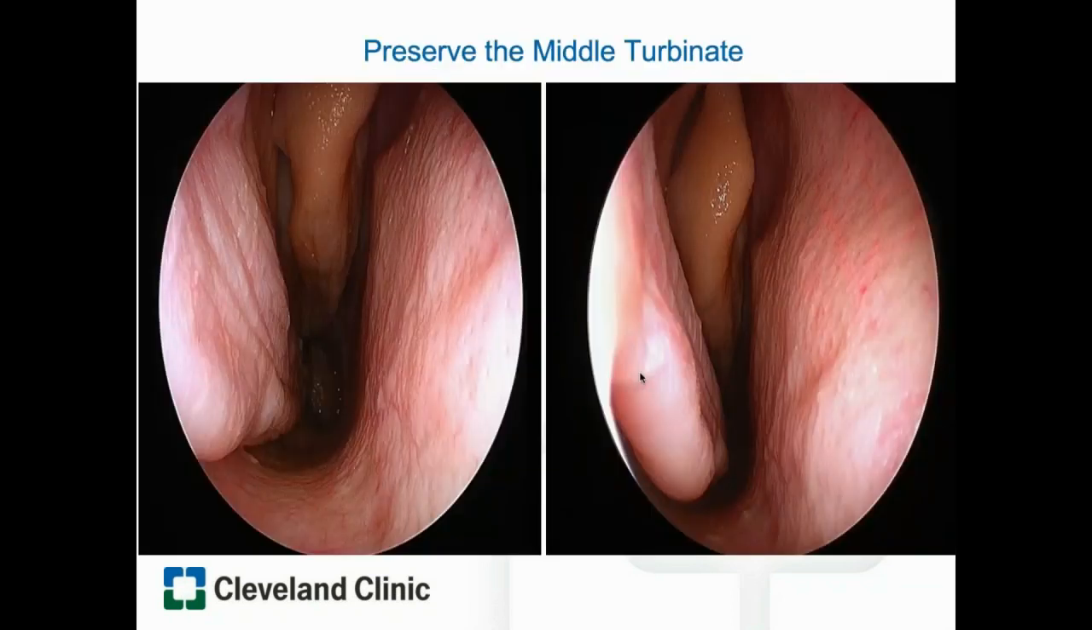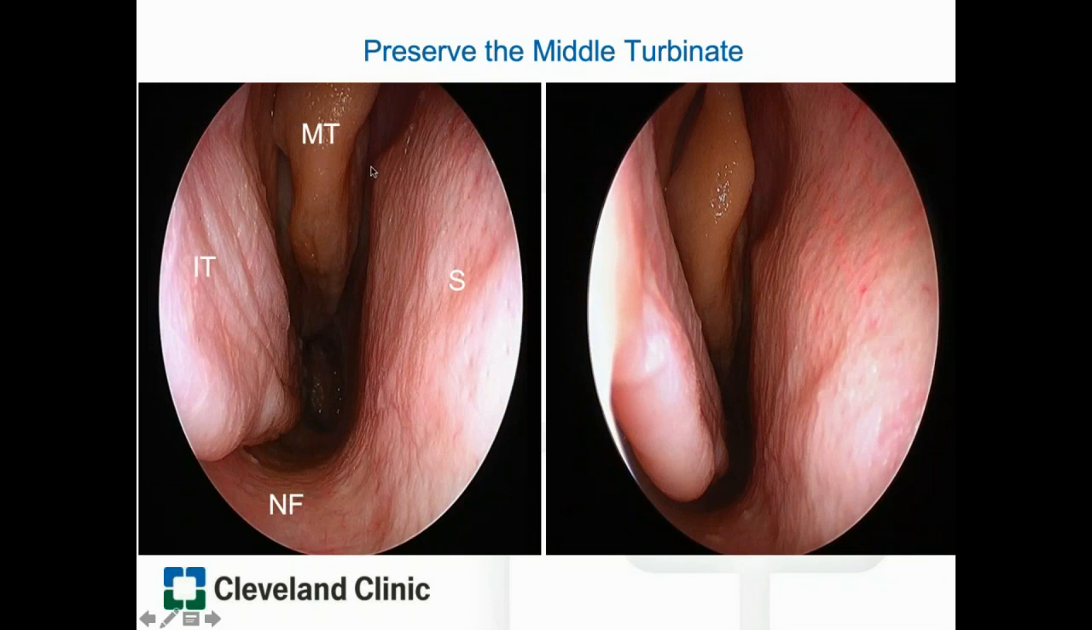One of the things that I think can help minimize the risk of this rare complication is that when we do these surgeries, we like to preserve the middle turbinate. So this is a picture of what it looks like in the right nasal cavity. We see here the S is the septum. And these turbinates are little structures that hang in the nose. Here we have the inferior turbinate, and then right above that, we have the middle turbinate. And this is the nasal floor.